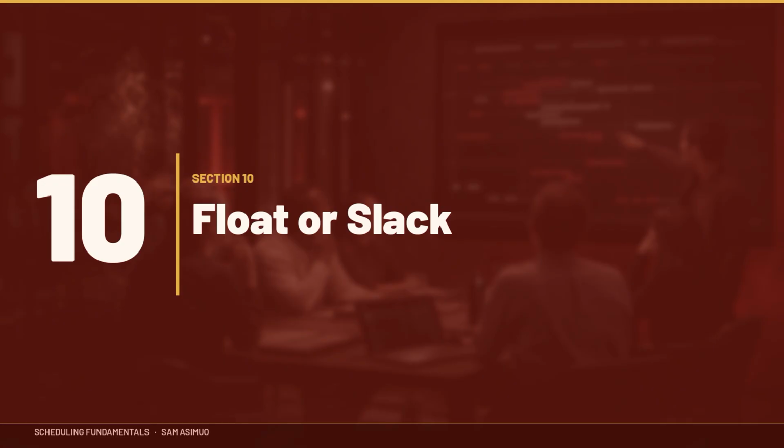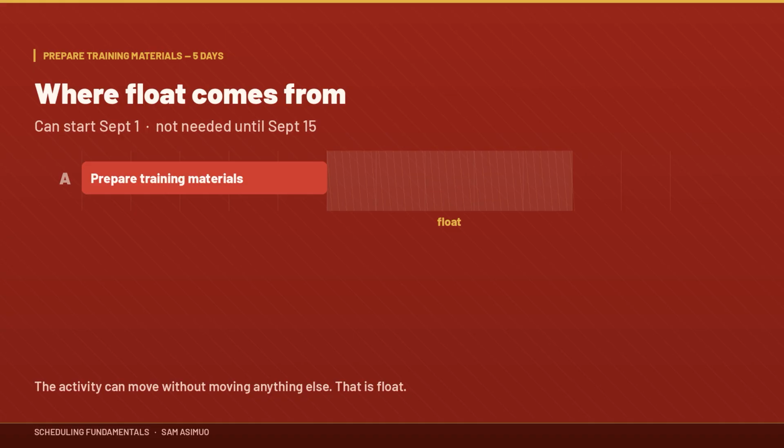Section 10. Float or slack. Now imagine another activity called prepare training materials. It takes 5 days. According to the schedule, it could start September the 1st, but it doesn't actually need to be completed until September the 15th. That activity may have some flexibility. That flexibility is called float or slack.